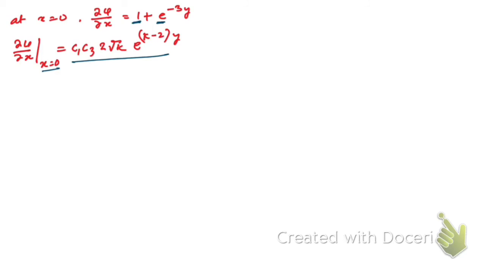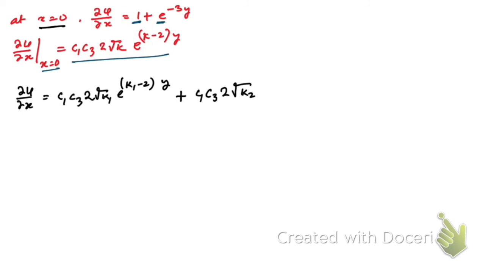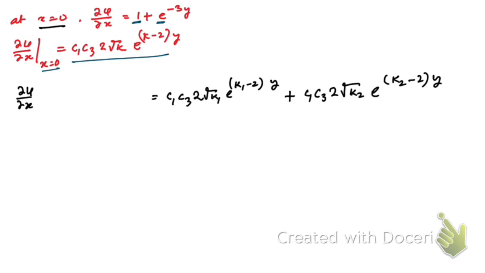Now you see this del u by del x, it can be expressed at x is equal to 0 at this condition, c1 c3 2 root k1 e to the power k1 minus 2 into y plus c1 c3 2 root k2 e to the power k2 minus 2 into y, right? We can take that way, and here you see actually this can be written as del u1 by del x plus del u2 by del x, right? We can consider that way.